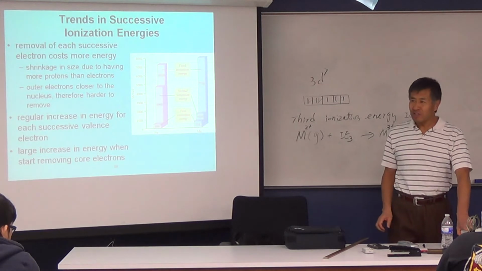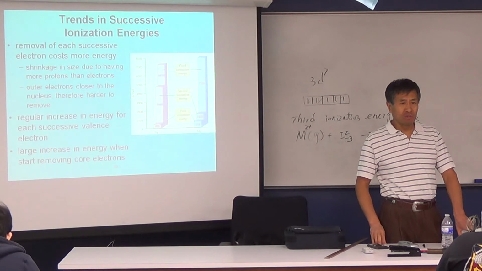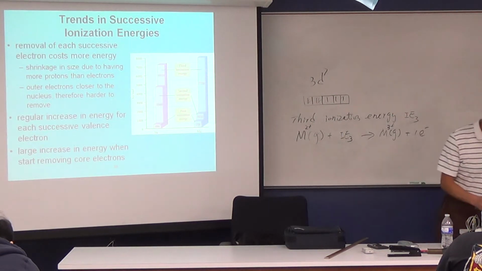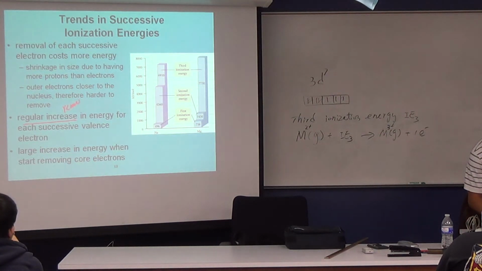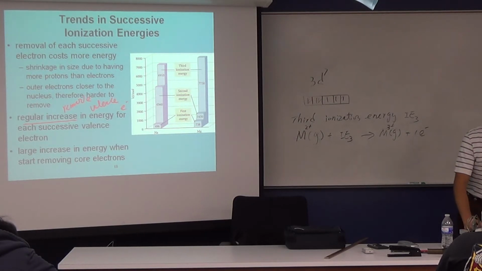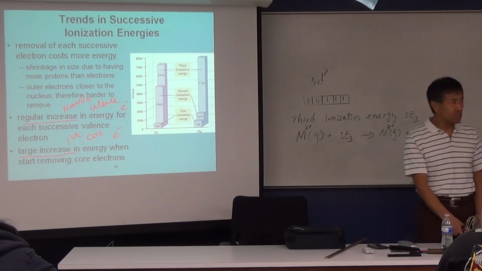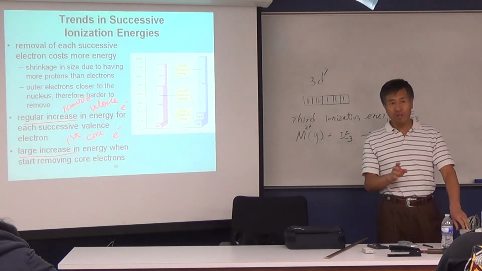So when you have the regular increases, that means you are removing those valence electrons. Regular increases, so you can write it here, is removing valence electrons. Right? So that's larger increases. It will be your first core electron. When you see that one large increase, that means why do you have that large increase? Because you already removed the core electron.